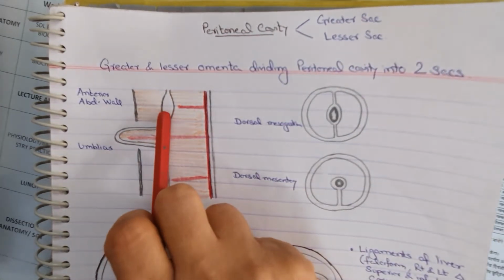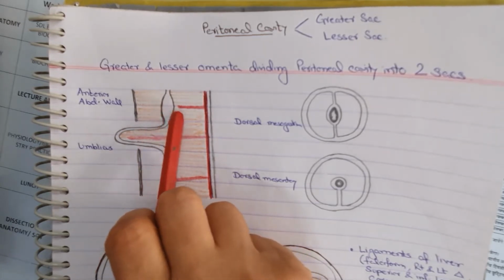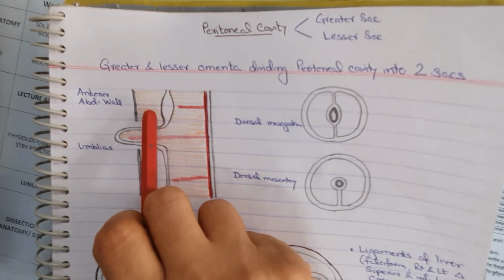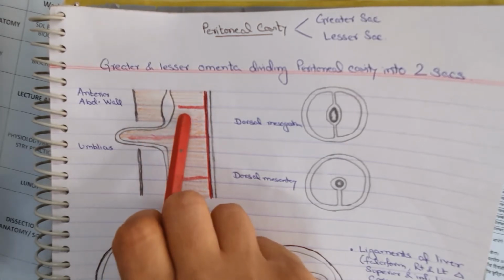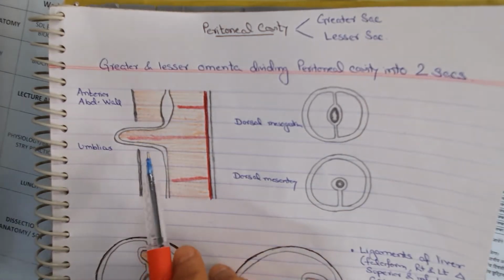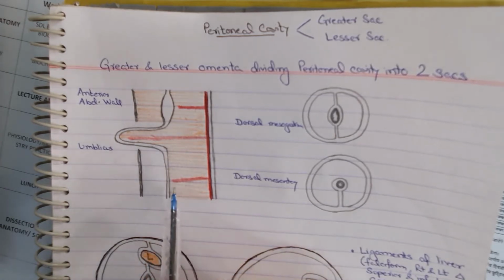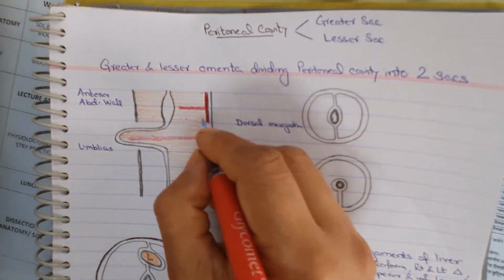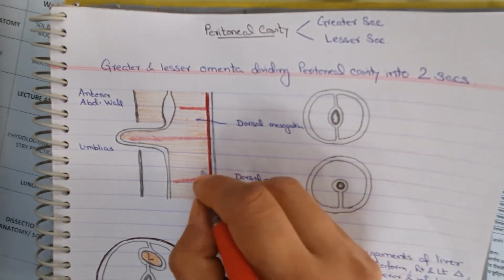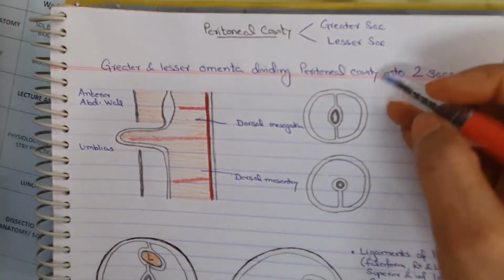Now the foregut is enclosed by peritoneal membrane from both the sides. Here it is called the ventral mesogastrium, and this is the dorsal mesogastrium. The midgut and the hindgut have only a dorsal mesentery. So we have the dorsal mesogastrium and we have the dorsal mesentery. Here we have the ventral mesogastrium.